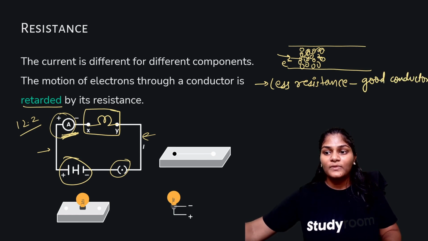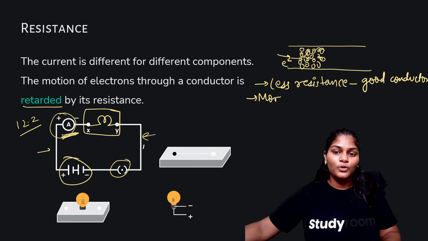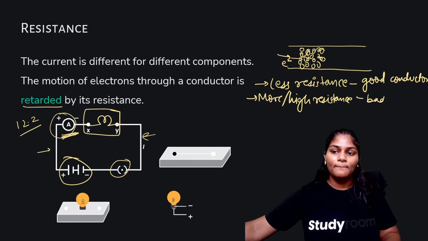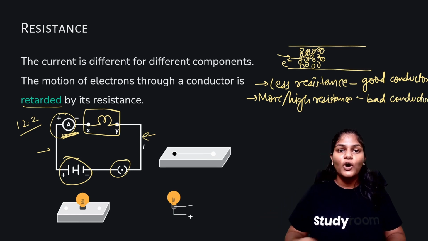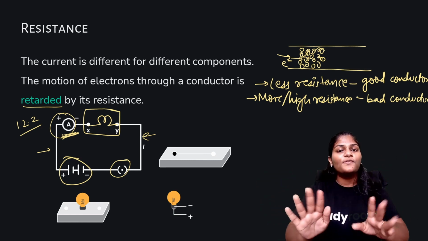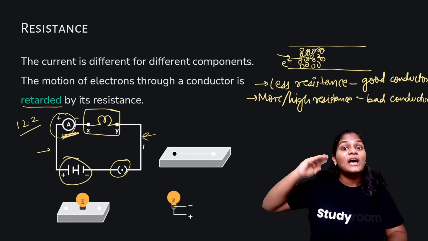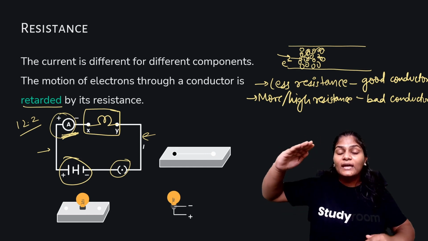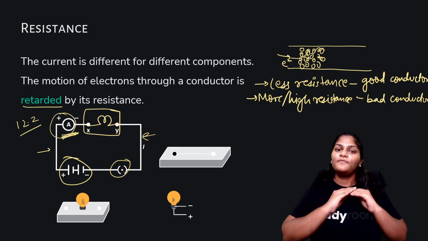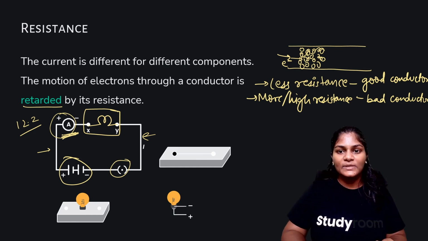And if more resistance or high resistance is offered by a conductor, it is known as a bad conductor. That means bad in the way that it is bad for current to flow through it, because the conductor is going to resist the flow of current a lot, right? Because it is high resistance. That means high resisting power or high opposition to the flow of current. Okay, I hope this concept is clear now.